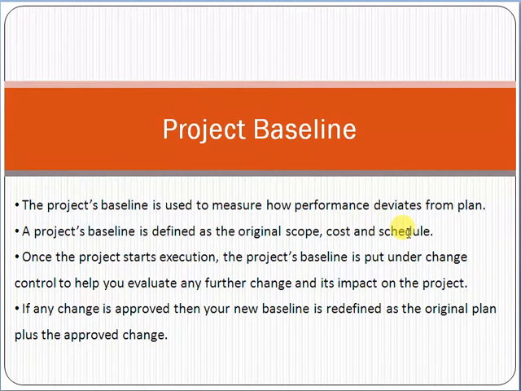Similarly, as per the original cost, $5,000 was the original cost, but after approving the change it will become 1,000 more, so 5,000 plus 1,000 becomes 6,000. And as per the original schedule, you have to provide the product in 5 months. After approving the change, 1 more month, so it will become 6 months.